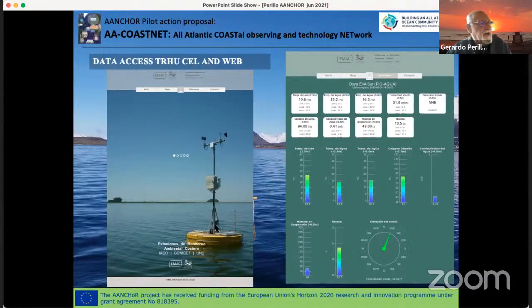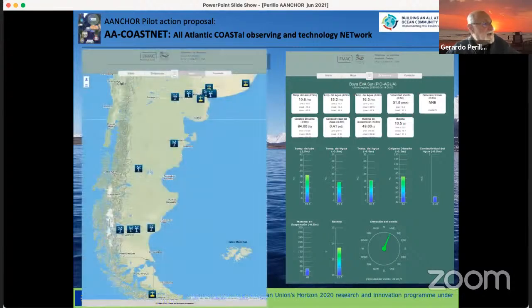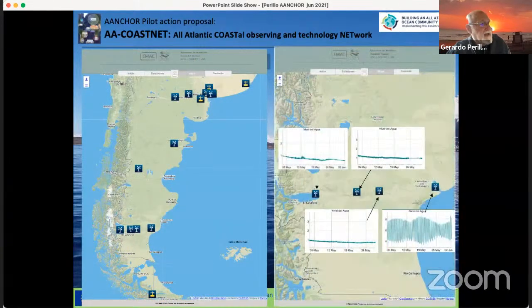That's the very old original buoy that we had, and this is the kind of information that we receive in real time in our server, and is available to everybody that is interested in obtaining that information. And well, these are some of the stations that we have already installed, and that's the kind of information we are getting.